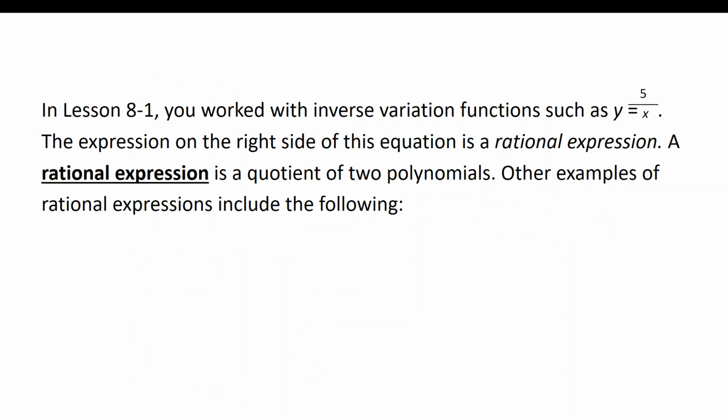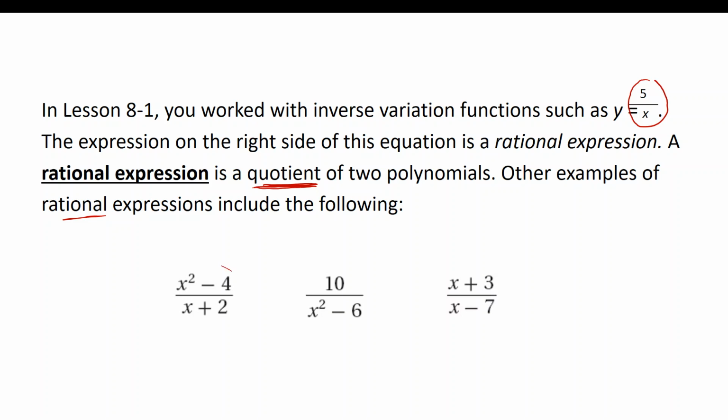All right, in lesson 1, you worked with inverse variation functions such as y equals 5 over x. The expression on the right side of the equation is called a rational expression. A rational expression is a quotient of two polynomials. Other examples of rational expressions include the following. Notice the main thing that's common in all of them is this division, that they're all a quotient of two polynomials.